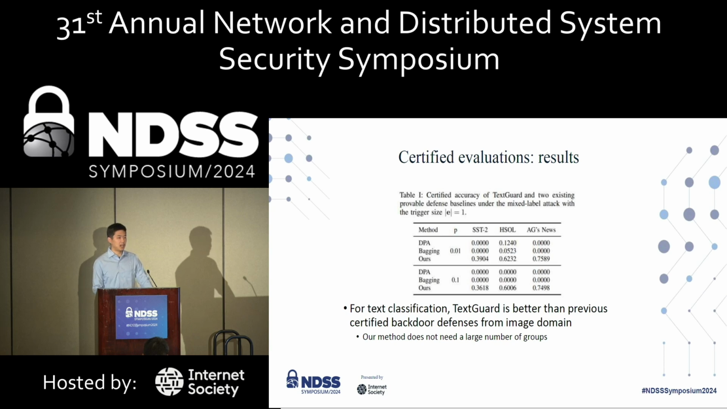So the insight behind that is that the baseline methods need to use a large number of groups because they partition the training data set at the sample level. So their number of groups is proportional to the number of backdoor training samples. By contrast, our method does not need a large number of groups because our method decouples the correlation between the number of groups and the number of backdoor training examples.